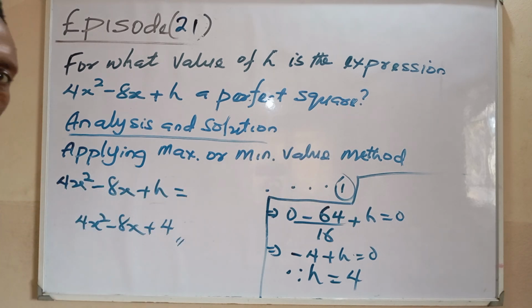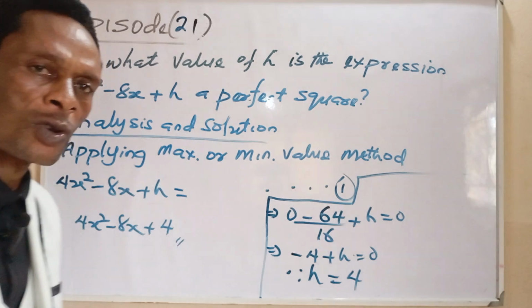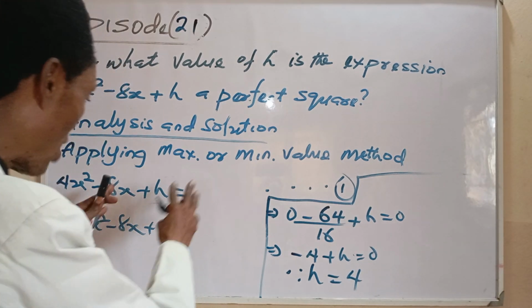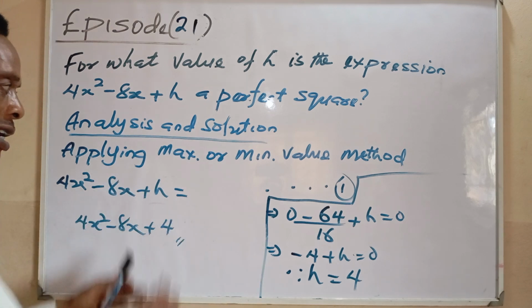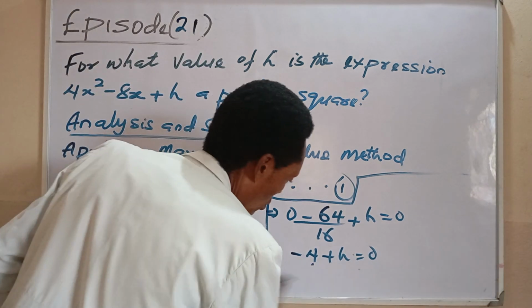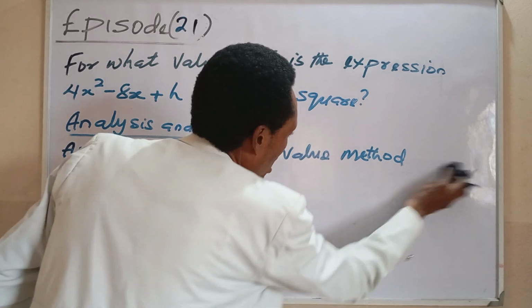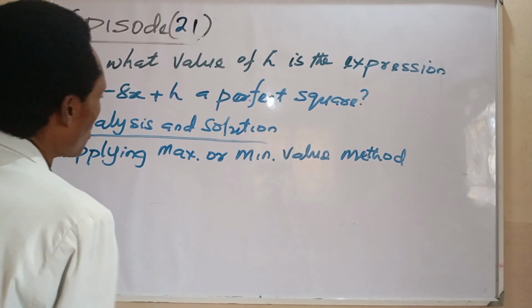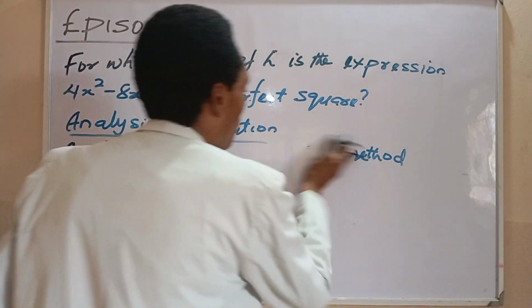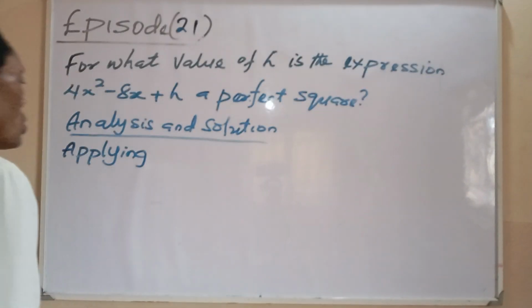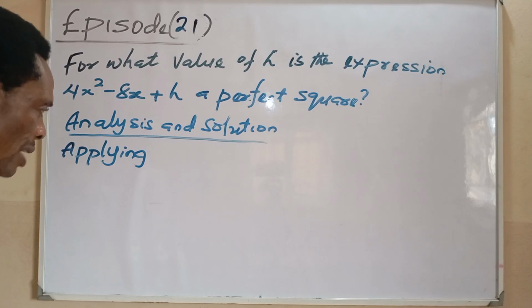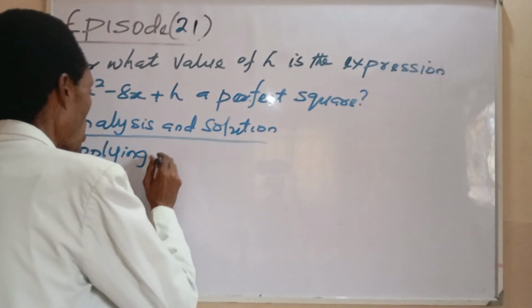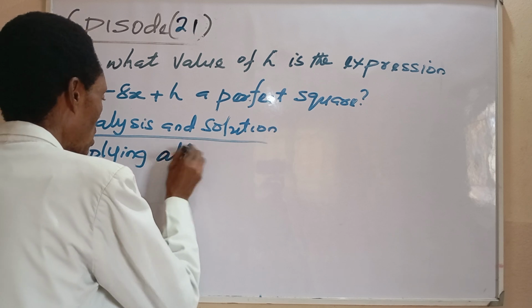We can equally solve this using another method which I call the discriminant method. So look at it very well. I want to clean everything. Okay, so that is it. So let's apply the alternative method.